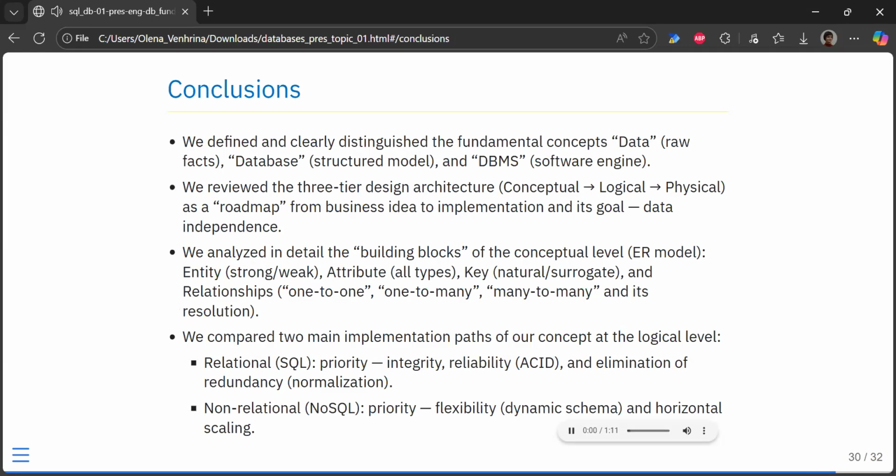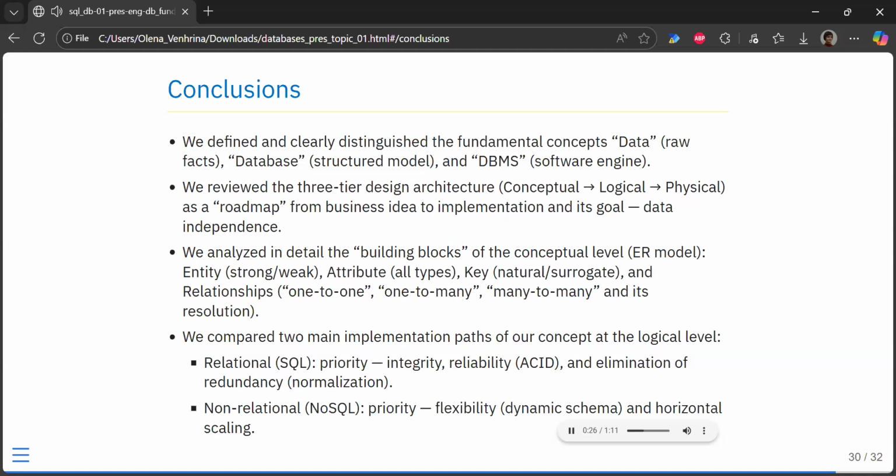We have come a long way today, from the basic definition of data to historical models of the 70s. Let's summarize the key points to take away from this lecture. First, we laid the foundation and now clearly distinguish the main concepts. Data are raw facts, database is a logical structured model that solves anomalies, and DBMS is the software engine that manages this model.